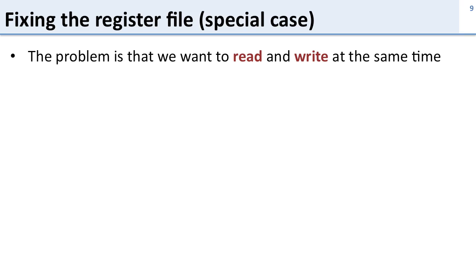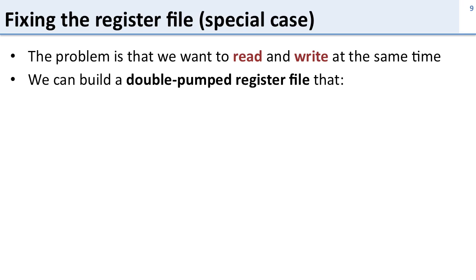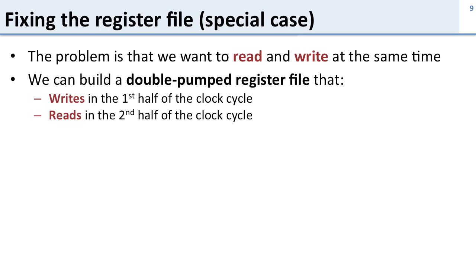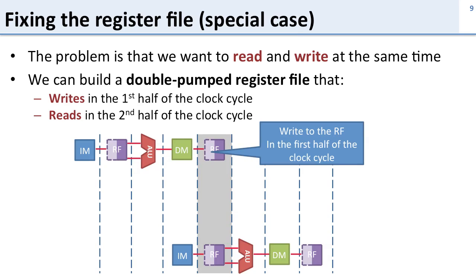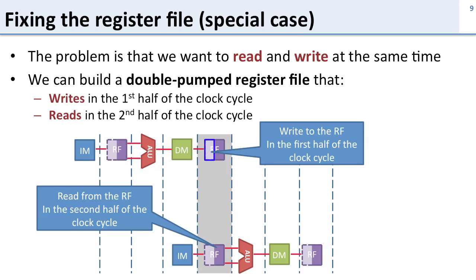So the problem we have is we want to read and write at the same time. What we can do is we can build a double-pumped register file. This is a register file that writes on the first half of the clock cycle and reads in the second half. It's double-pumped in that it does two things in one clock cycle. Here's a picture with our double-pumped register file. You can see the first half is where we do our writes, and the second half is where we do our reads. Now when we have instructions like this, the writes and reads don't interfere because we can do both in the same clock cycle.